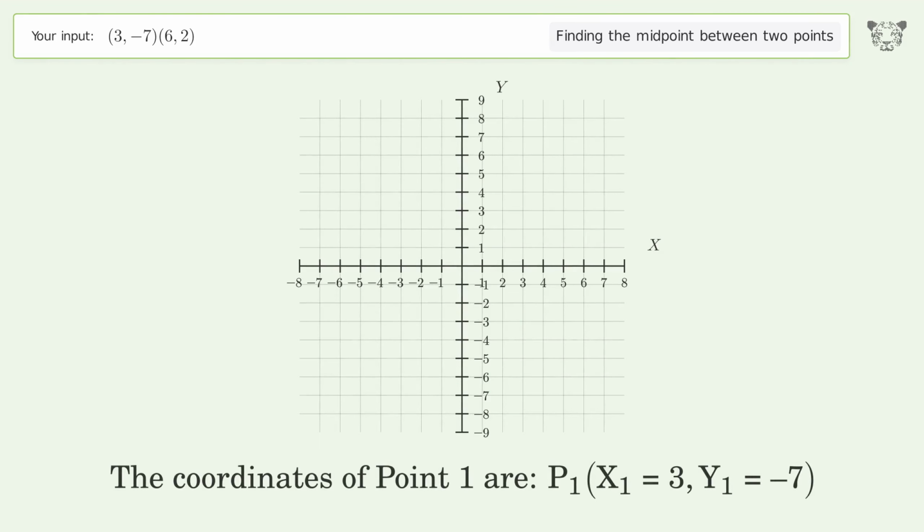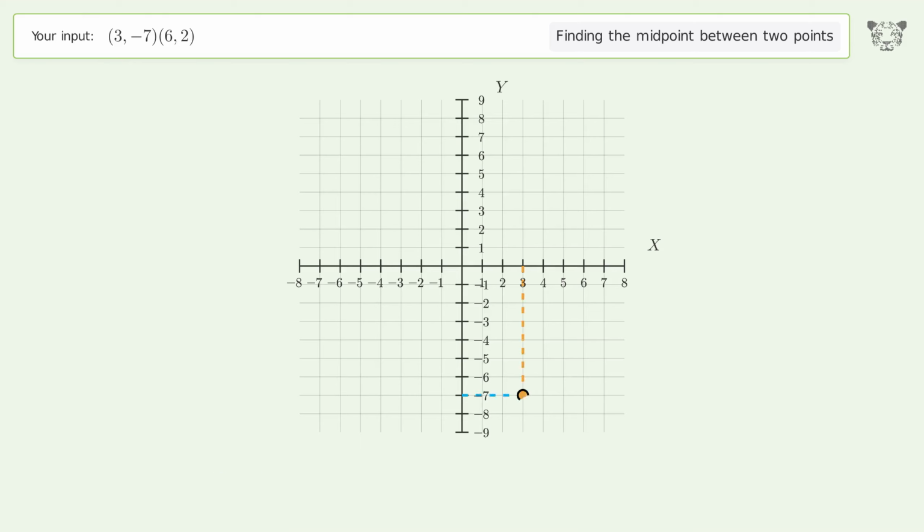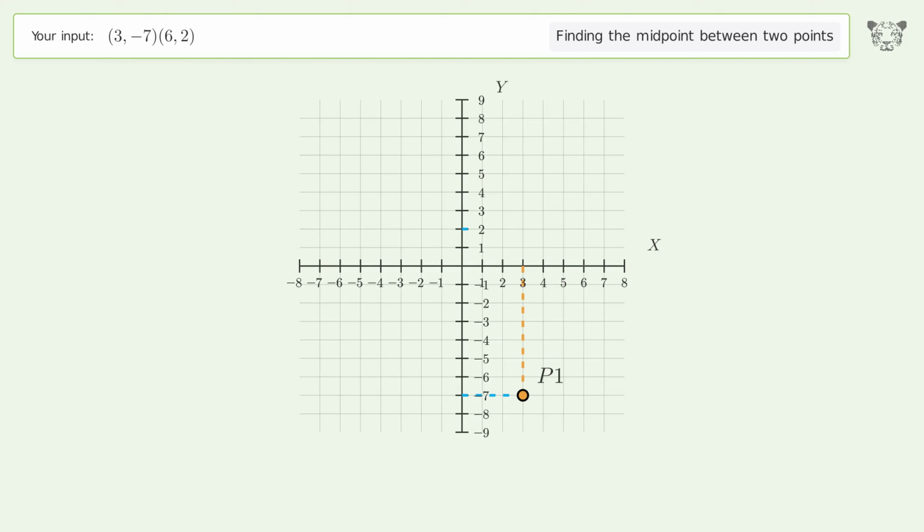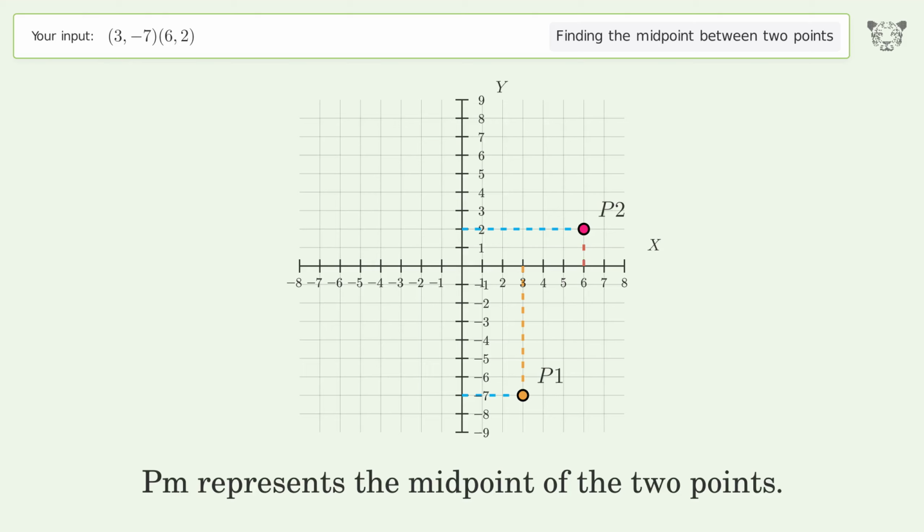The coordinates of point 1 are x1 equals 3, y1 equals negative 7. The coordinates of point 2 are x2 equals 6, y2 equals 2. PM represents the midpoint of the 2 points.